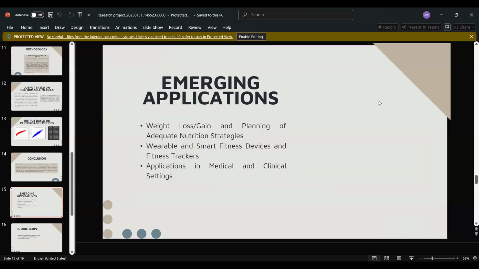Coming to applications, we can use these models for weight loss planning as they can track the calories. An individual can maintain his calorie balance based on his plan, and we can also implement them in wearable smart fitness devices, and we can also use them in medical and clinical settings to suggest and track several physical programs for patients like obesity patients and all.